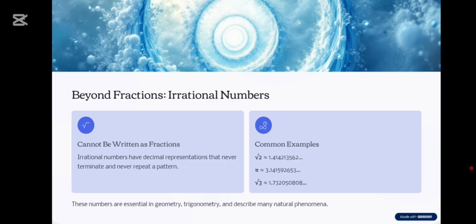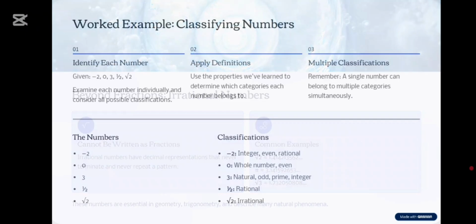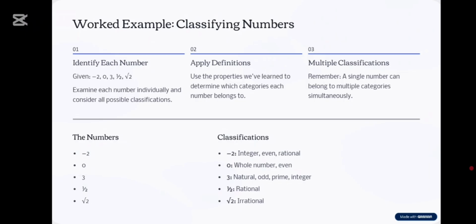These numbers are essential in geometry and trigonometry, and describe many natural phenomena. So we really need to understand these types of numbers carefully, because when we're looking at geometry and trigonometry, we're going to be classifying or finding out these numbers. It is very essential to first understand these types of numbers. All right, let's look at some worked examples where we need to classify some numbers.